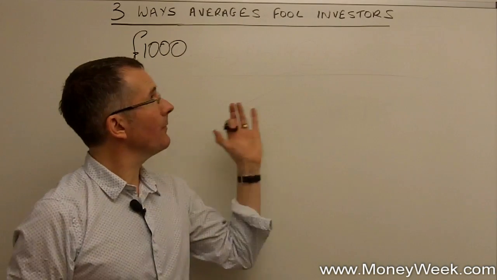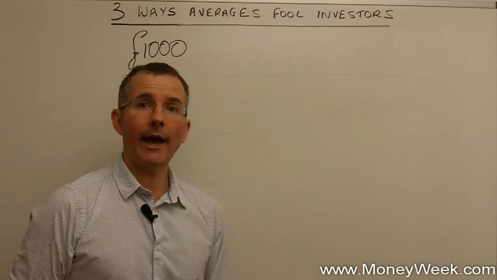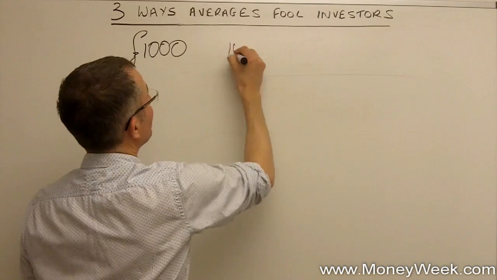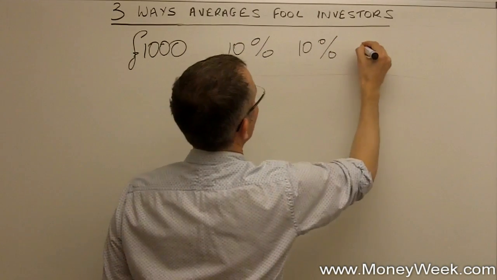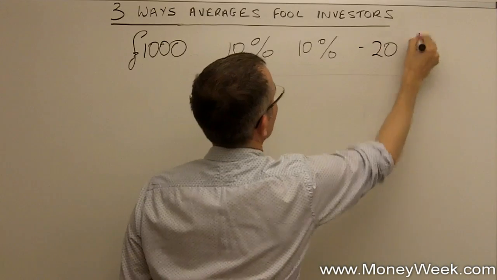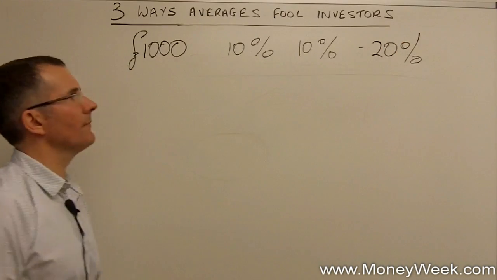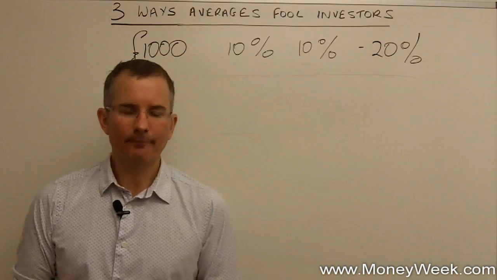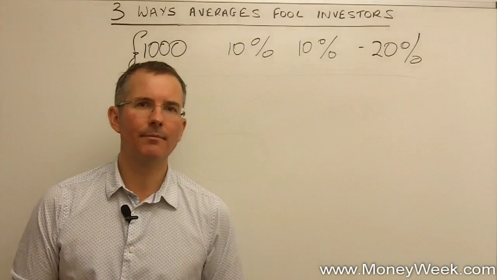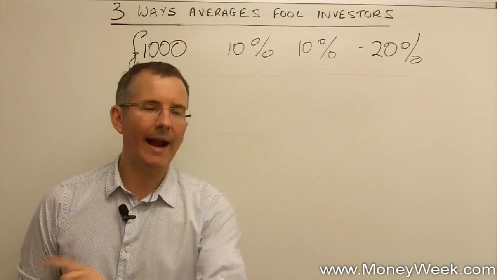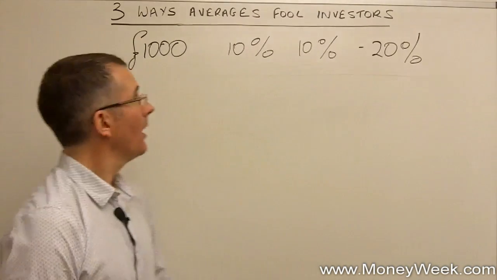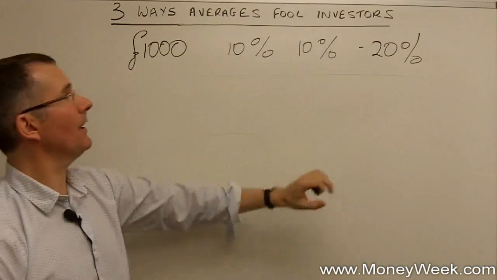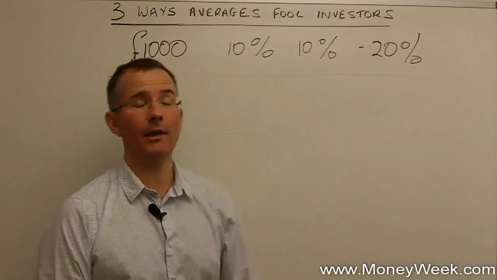Okay, and here are the returns that you get over the next 3 years. So 10%, 10%, and then the portfolio plummets 20%. Question, how are you doing at the end of year 3? Now, if you're doing an arithmetic mean at this point, you say, well, that's easy, I don't even need a calculator for this one, Tim. I put £1,000 in, I made 10% in year 1, 10% in year 2, lost 20% in year 3.